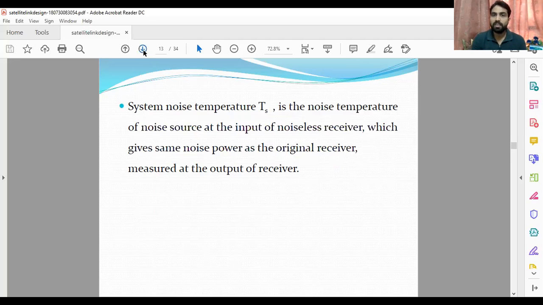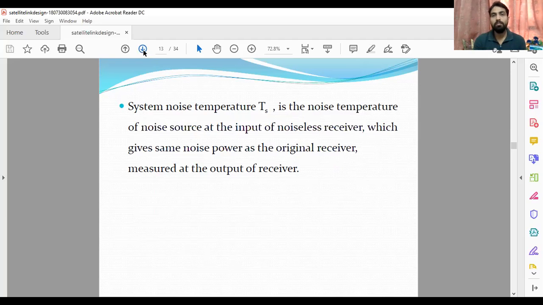System noise temperature Ts is the noise temperature of a noise source at the input of a noise-free receiver, which gives the same noise power as the original receiver measured at the output. Talking about this noise, we have already studied that it can be divided into two parts: the one related with the system, meaning internal, and the other external. If a receiver is there, there might be two chances. What are the chances?